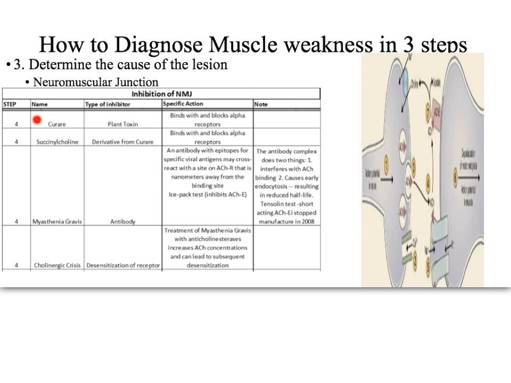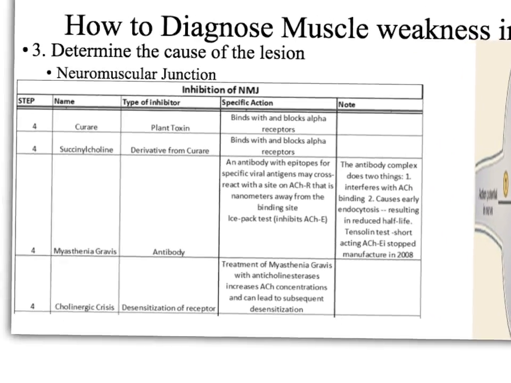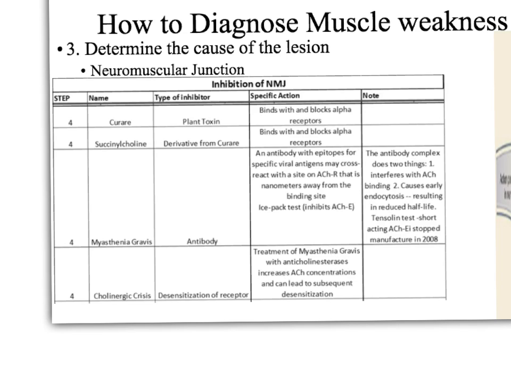Other things, like the plant toxin known as curare, are going to bind with and block alpha receptors. I'm not sure how my picture got squeezed like it is, but if you remember, the receptor on the muscle fiber is going to have 2 alpha subunits, and those alpha subunits bind with acetylcholine, and if they can't bind acetylcholine, they can't open and allow sodium and potassium to move in, and so that's what happens with curare. And succinylcholine is a derivative of curare that was made in a lab.